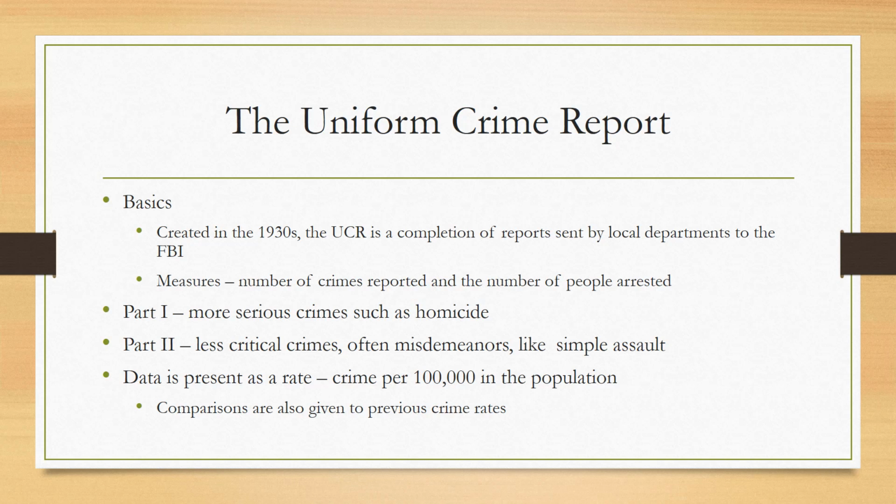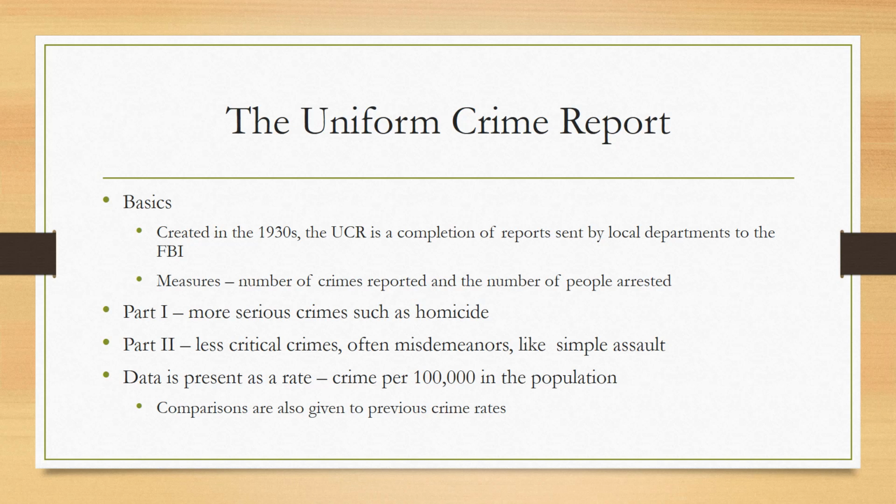Now they break them down into Part 1 offenses, which are your more serious crimes, and your Part 2 offenses. Then they also do some interesting thing. Not only do they give you the raw numbers, so they might say, okay, in the United States, and I'm making this number up, there were 10,000 murders last year.